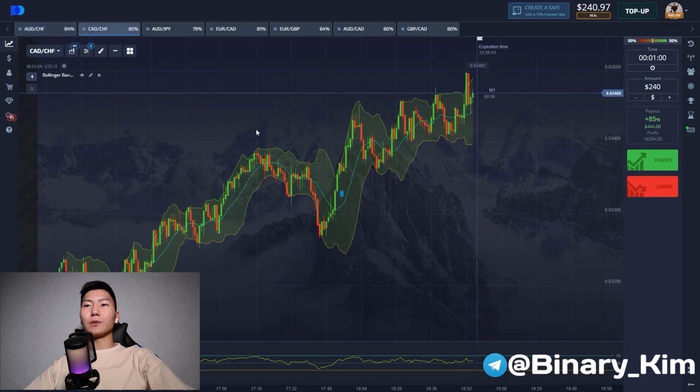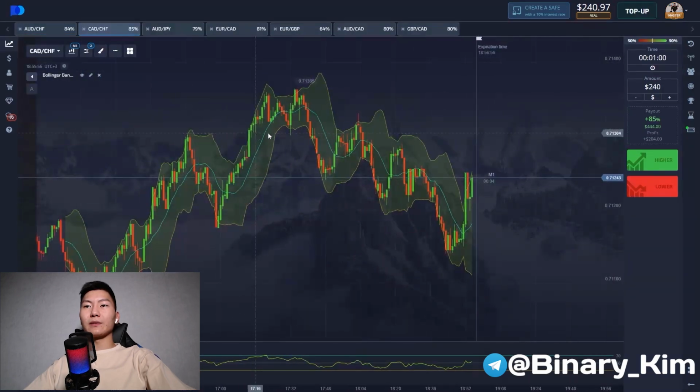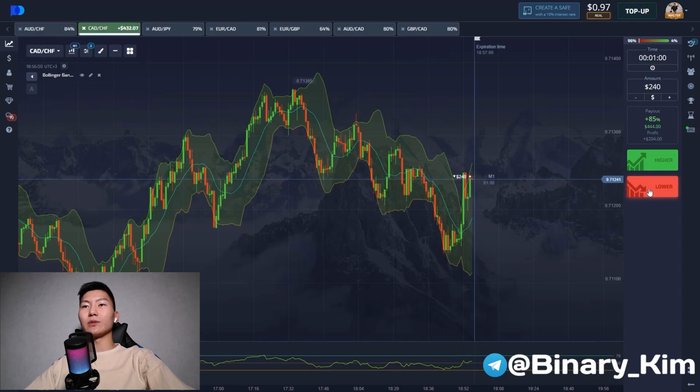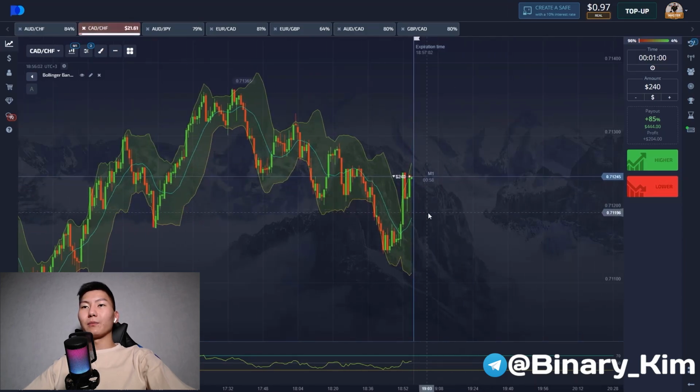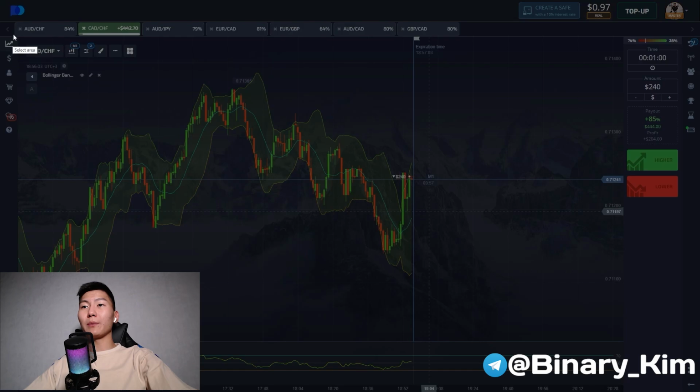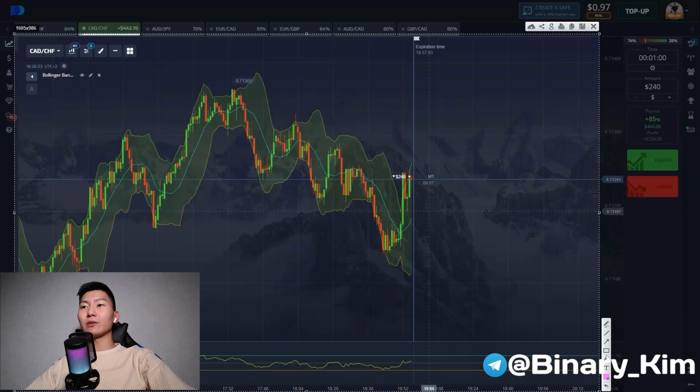So what do we got here? We see the touch of the upper boundary of the channel, and I think this is a good selling signal because there was a huge pump here, then a little correction, so we have the double touch of the upper boundary, and basically this is our main signal for opening a short.